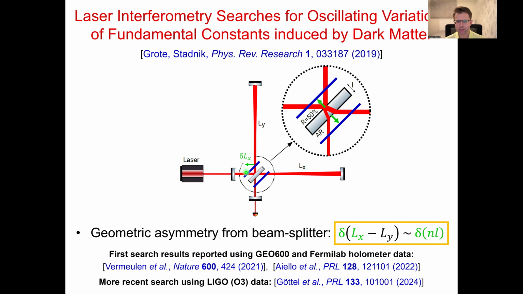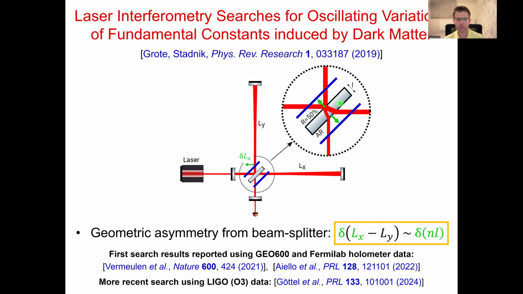At this moment in time, we see that the length of the horizontal arm will be slightly longer compared with the length of the vertical arm. So by measuring changes in the differential arm length, we're going to be sensitive not only to oscillations in the thickness of the beam splitter, we're also going to be sensitive to oscillations in the refractive index of this beam splitter material as well.